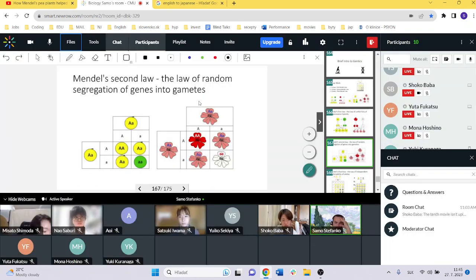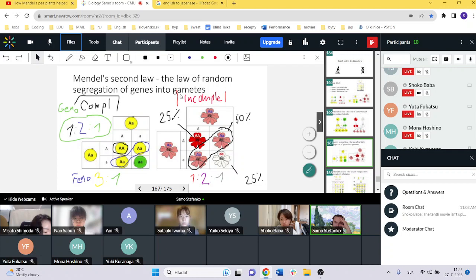So genotypically, in the incomplete dominance case, the genotypic segregation ratio would be the same as phenotypic. Okay, so 1 to 2 to 1. I will just write genotype, okay?